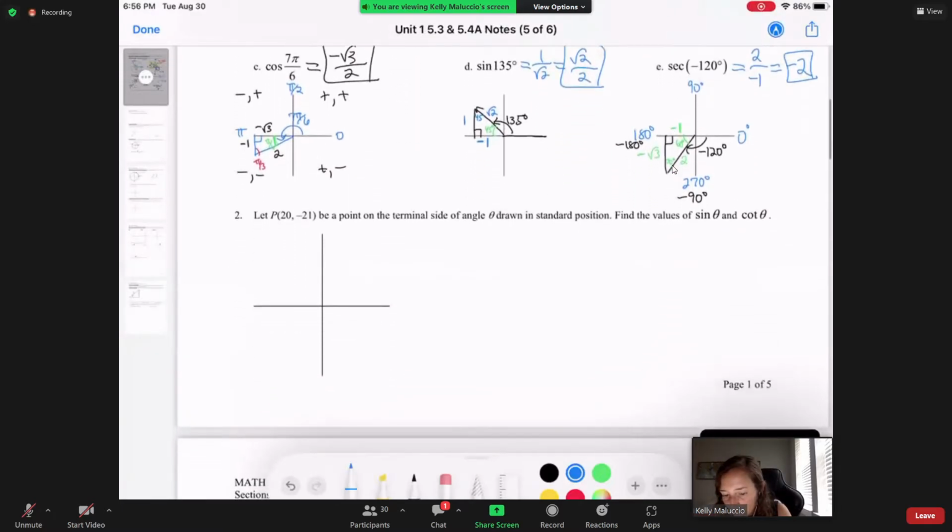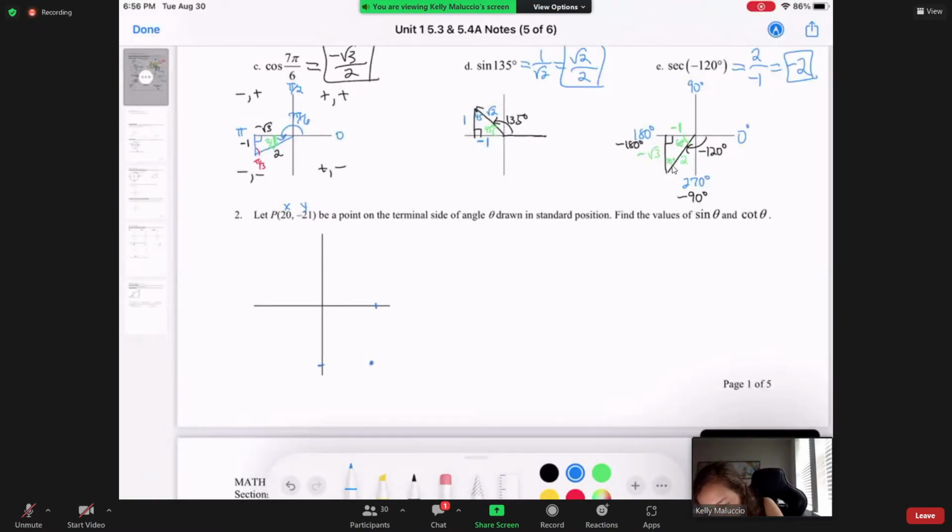Okay, I'm going to scroll a little bit here. So let P be (20, negative 21). This is a point, X and Y. It's saying let that be a point on the terminal side of an angle theta drawn in standard position. Find the values of sine theta and cotangent theta. So (20, negative 21) means X is 20, so that's going to be somewhere there, and negative 21 is going to be somewhere there.